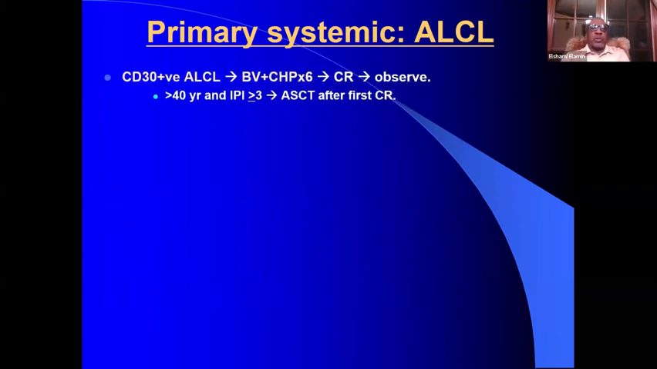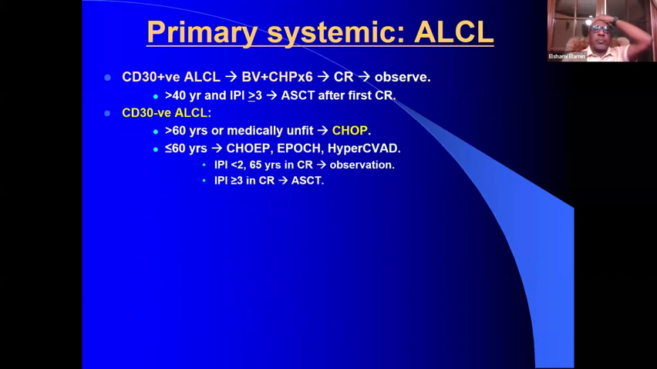This is the treatment for the primary anaplastic large cell lymphoma. If you are CD30 positive, then we treat them with CHP with the brentuximab. Basically, instead of R, we use brentuximab, which is anti-CD30, with the Cytoxan, doxorubicin, prednisone for 6 cycles. If they achieve CR, we observe. If they're young, we consolidate with a stem cell transplant.